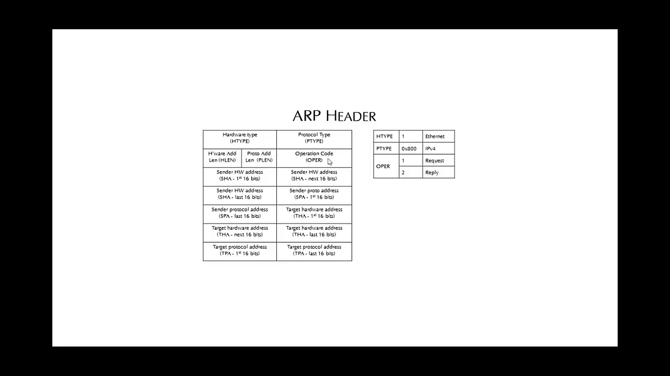Some common values of the other header fields are shown on the right hand side, as you can see. You've got HTYPE, PTYPE and OPA. The usual hardware type is Ethernet and the only protocol type is IPv4. The two most common operations are request and reply.